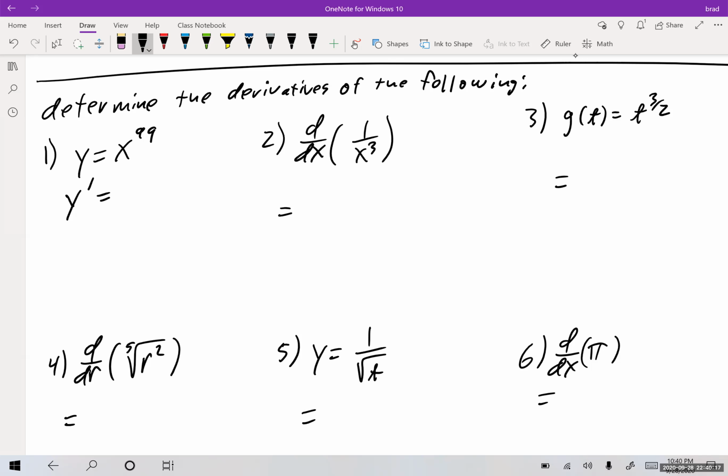So let's see what these equal. Why don't you guys take a minute to pause the video and give these problems a shot using the formula you learned above, and let's see what we can do. Okay, so you guys should be back.